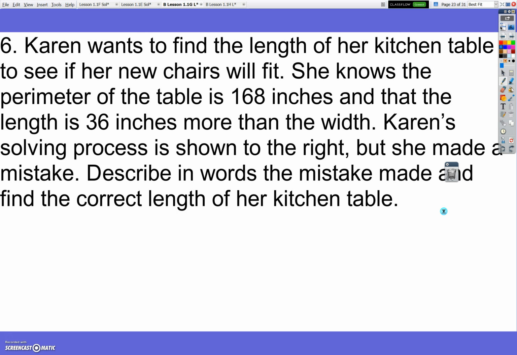Alright, so Karen wants to find the length of her kitchen table to see if her new chairs will fit. She knows the perimeter of the table is 168 inches and that the length is 36 inches more than the width. Karen's solving process is shown to the right, but she made a mistake. Describe in words what mistake she made and find the correct length of her kitchen table.